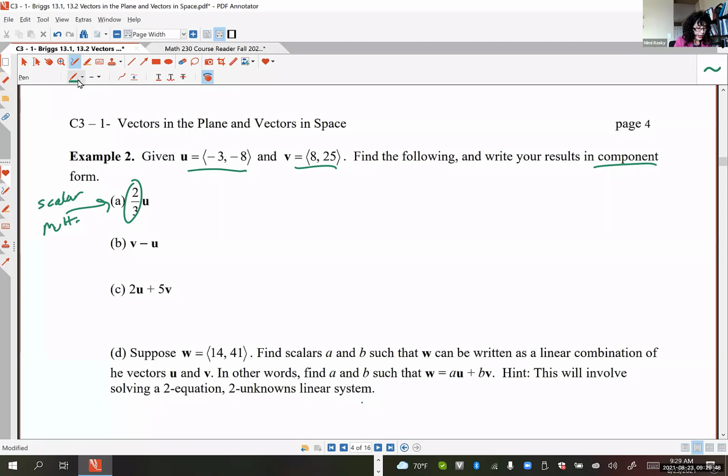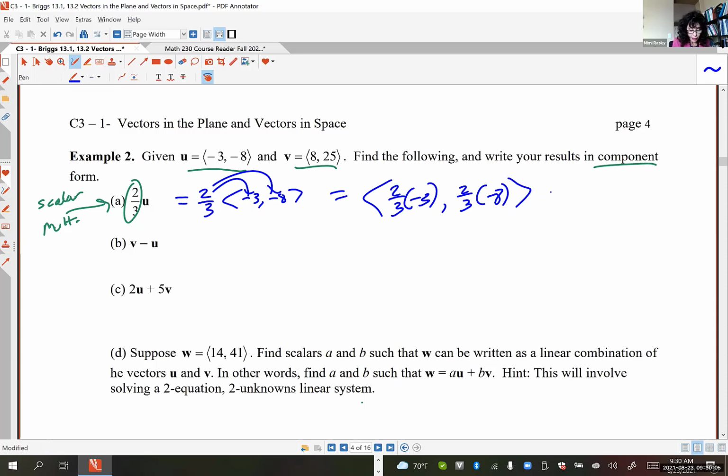So how do we do that? Very carefully. I'll do an intermediate step. You're going to take 2/3 and multiply it with this vector. And you can kind of think of the 2/3 as distributing. So you're going to have 2/3 times -3 and 2/3 times -8. And then clean these up. Just do a little bit of reducing if it's able to be reduced to lowest terms.